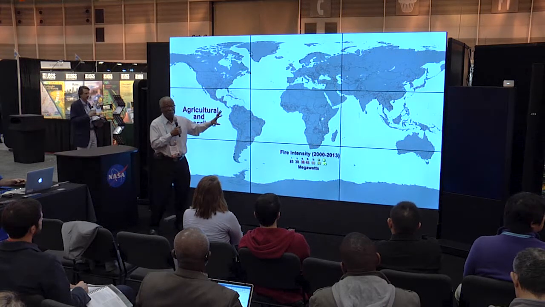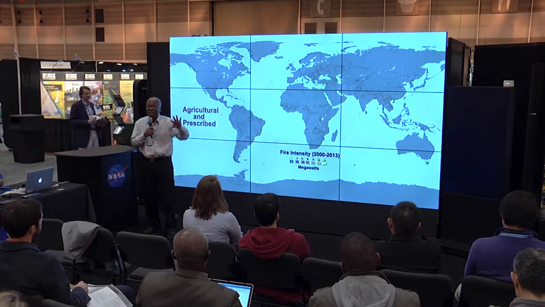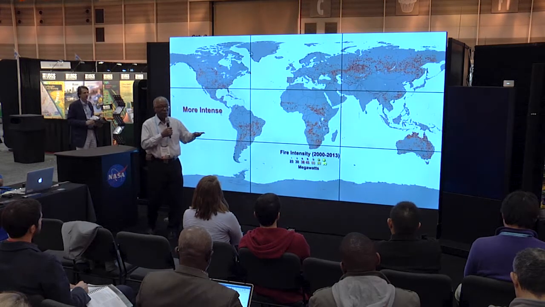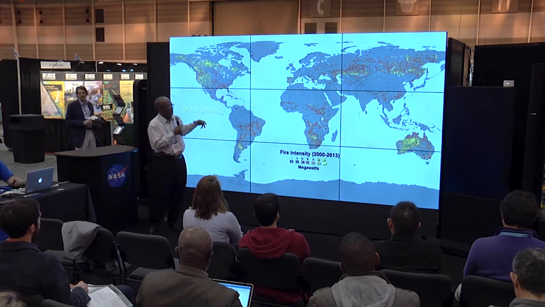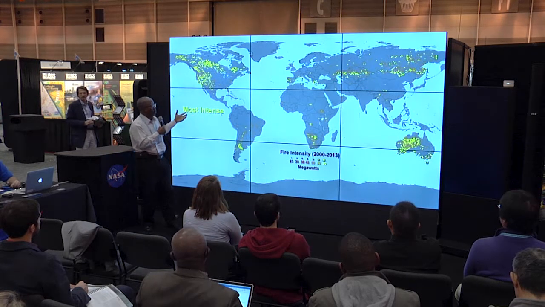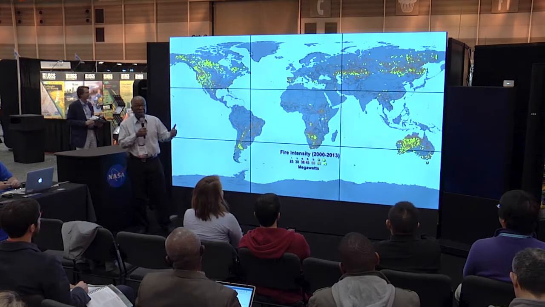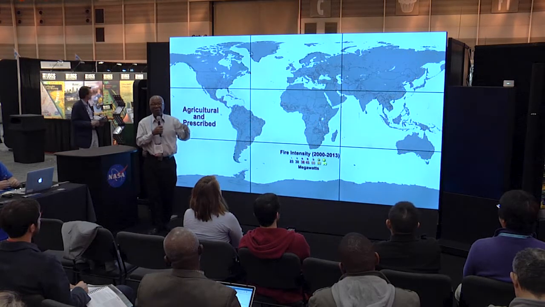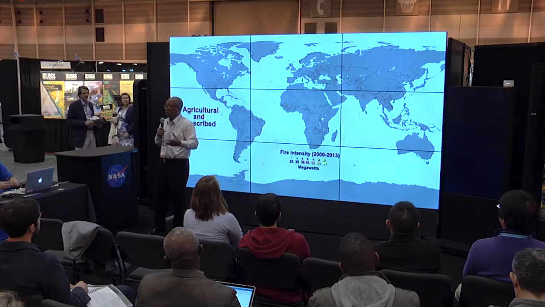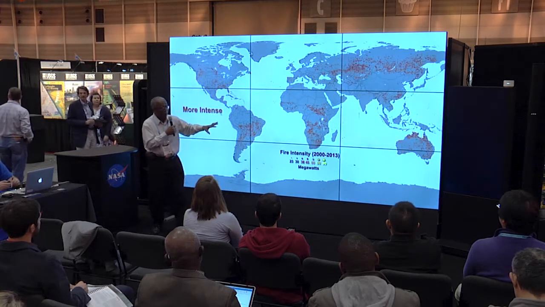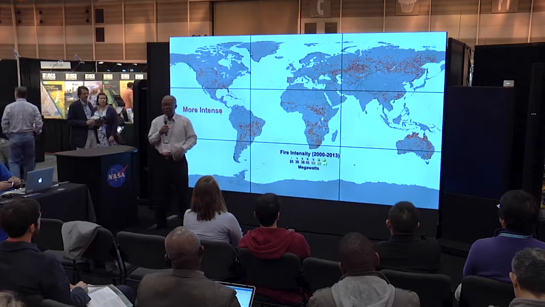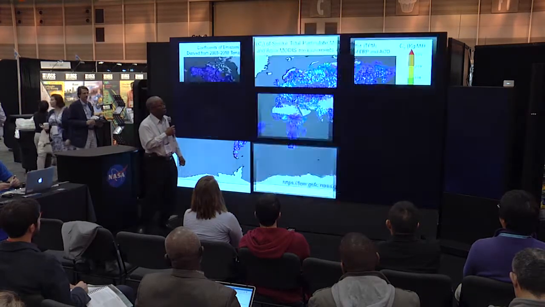So here we're able to use the magnitudes of this fire radiative power to show where the larger fires occur, the most intense, and where the smaller fires occur, which actually can be used to infer the type of activity going on. For instance, agricultural fires are smaller, but they are more numerous across the globe. Next one.